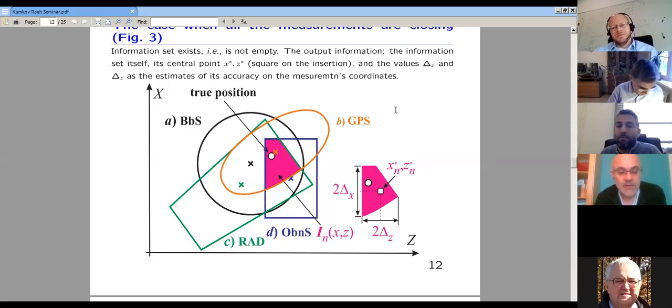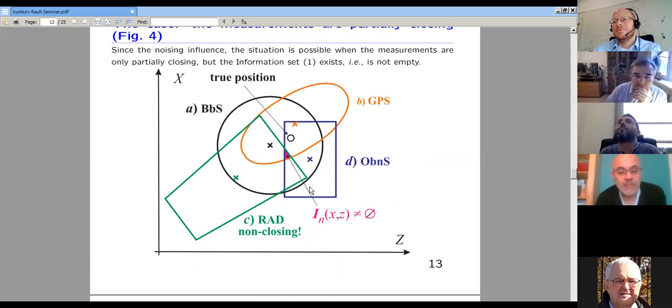Surely. So that's why I say that usually the systems give reclosing measurements, and we obtain such an example. But if some of the measurements are non-reclosing, we can obtain this intersection, but we have found that in such cases the position from this information set is closest to the true position of the aircraft. It's a very interesting detail.